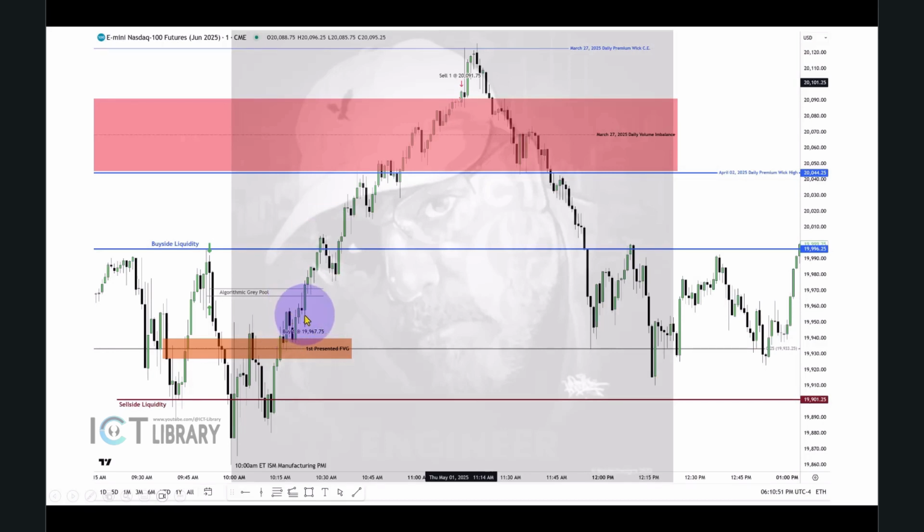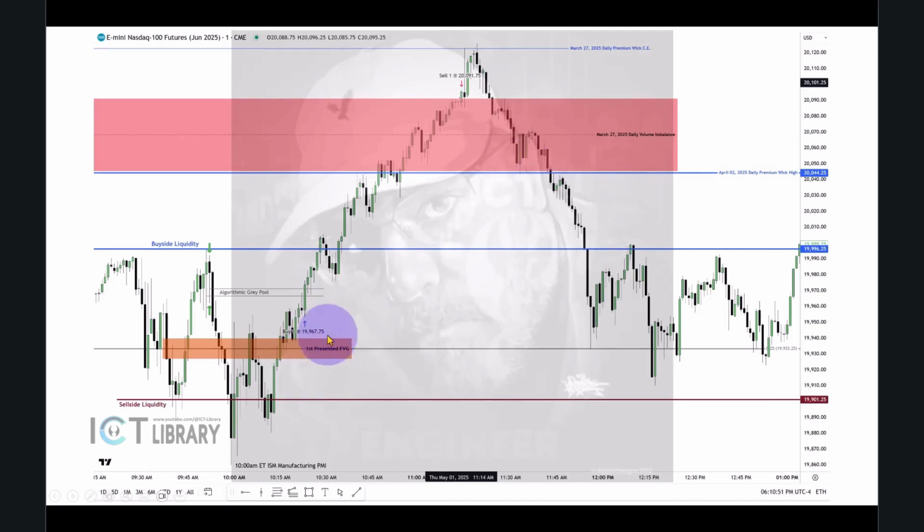But now that first presented fair value gap, because we completed the weekly objective, my weekly objective, price has already booked what it should have done, then it's reasonable for price to do what? Start seeking discount arrays. Well, that would be starting in here, midpoint consequent encroachment of the daily volume imbalance, then the low of the daily volume imbalance, and the high of that April 2nd daily premium wick high. And then if it goes below that, what could we trade for?